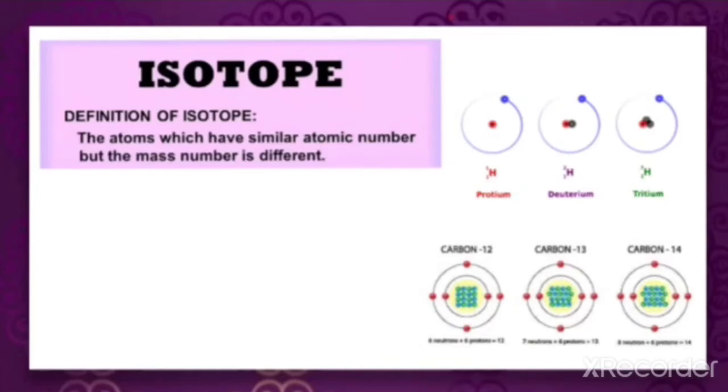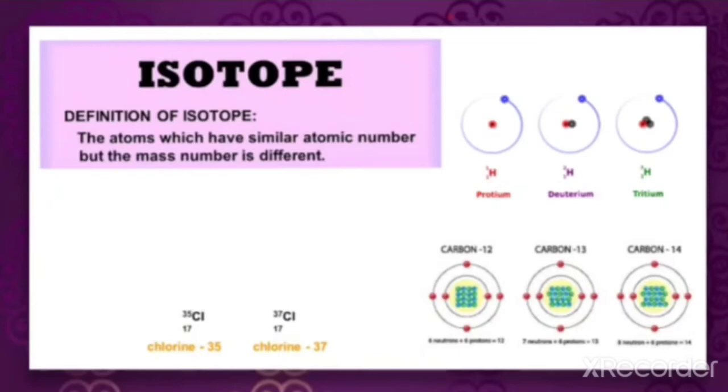Let us take one more example, chlorine 35 and chlorine 37. Here the atomic number is the same, that is 17. But what is the difference here? The difference is in their mass number, 35 here and 37 here. So the isotopes differ in the number of neutrons.